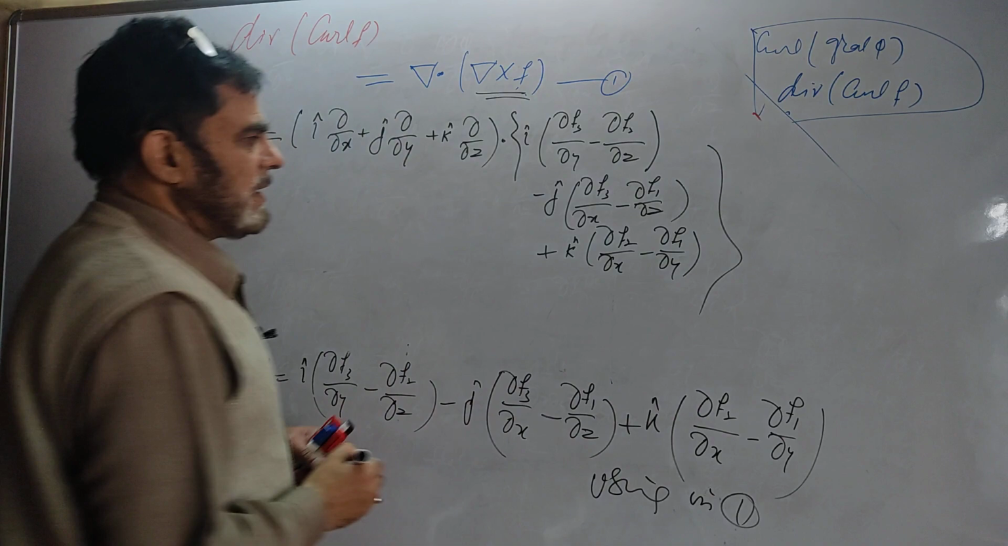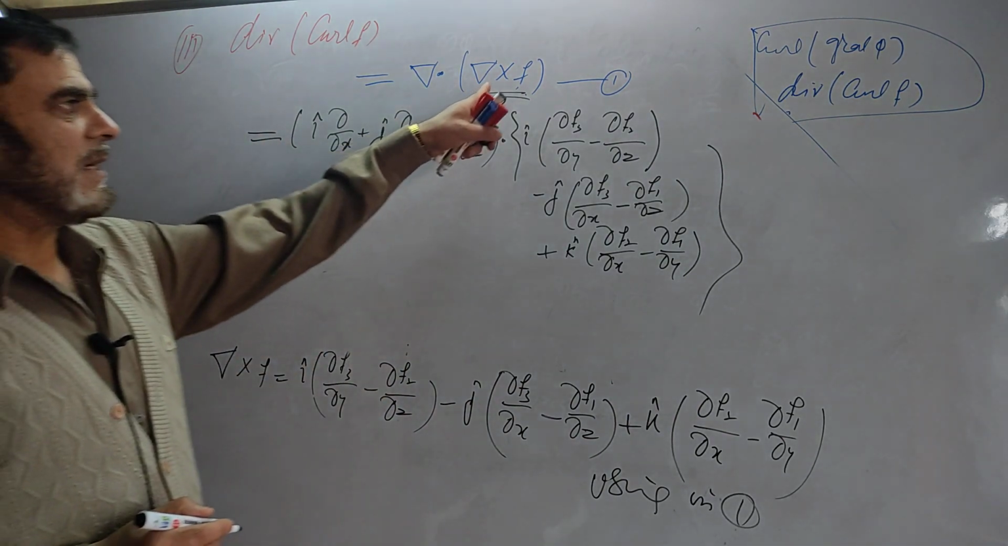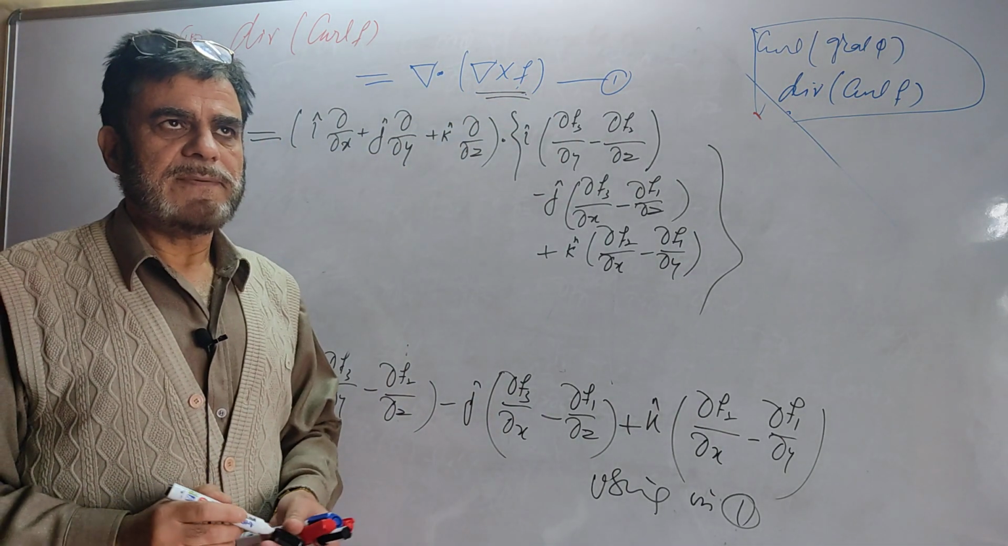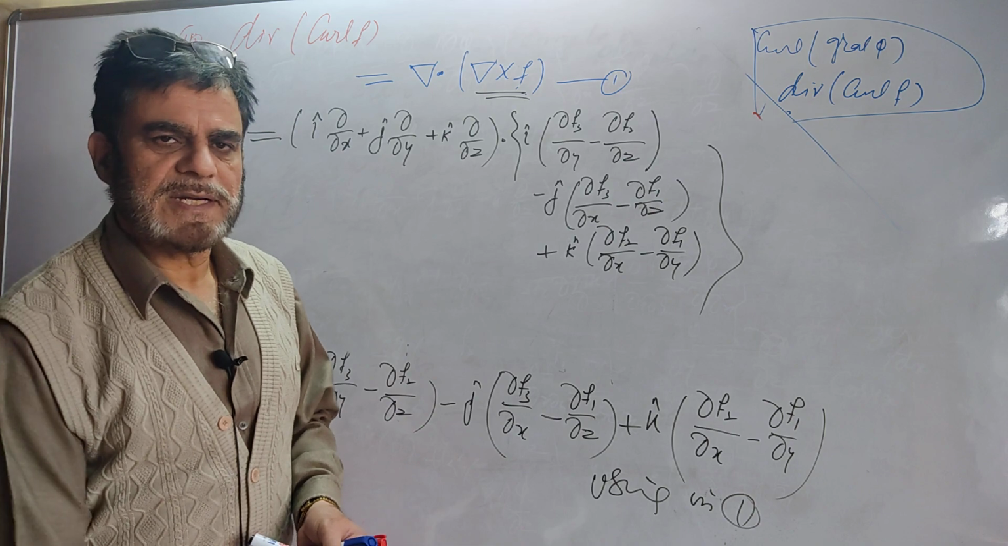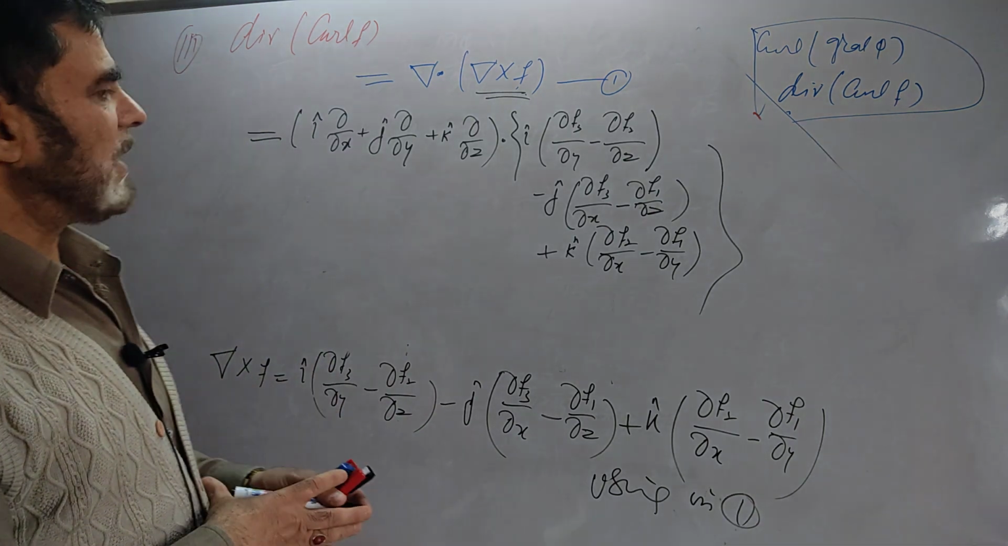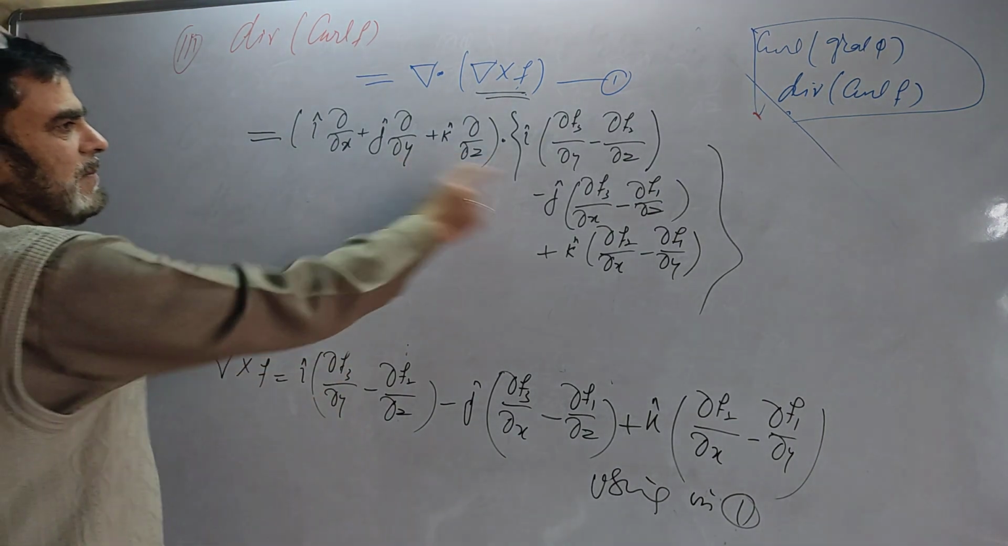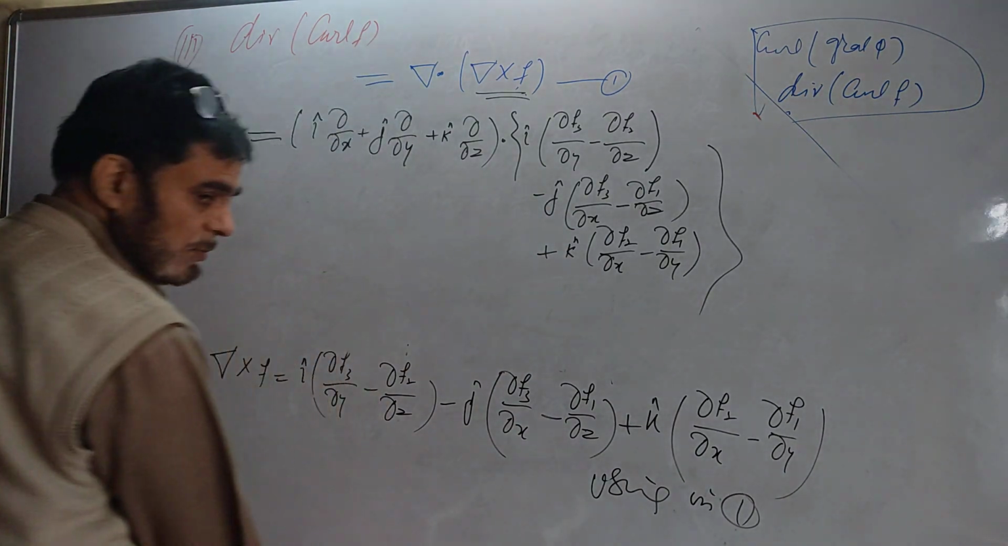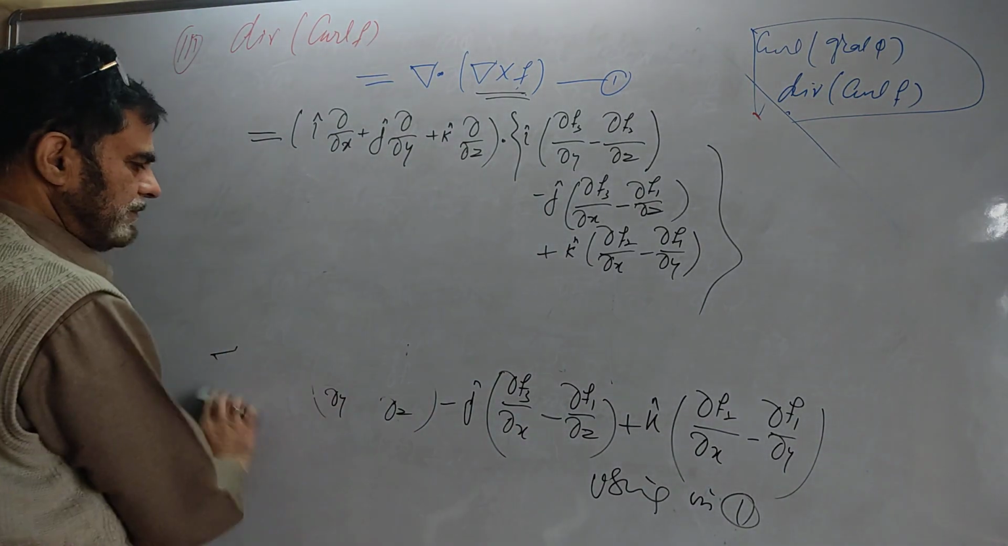Well, dear students, I found this separately, del operator cross f, taking f any vector point function, then finding out the cross of that with f. Now I am operating dot in between these two. Let us operate dot in between these two.